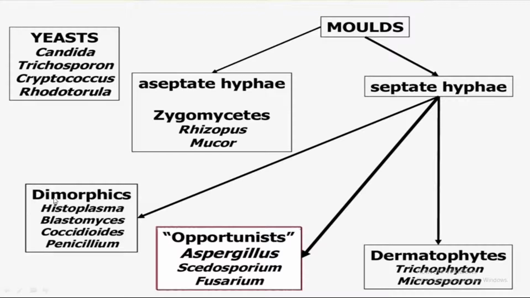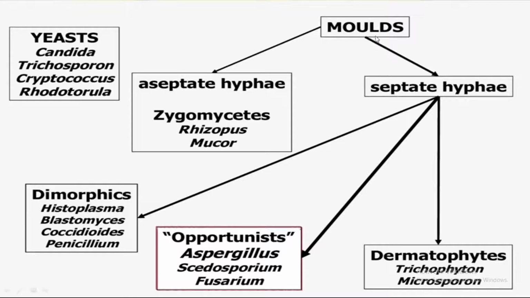So what are those different temperatures? At body temperature, about 37 degrees or higher, these dimorphic fungi will appear as yeasts. Whereas at lower temperatures, that is room temperature, usually where we grow the fungi, at 22 to 25 degrees Celsius, they appear as molds.